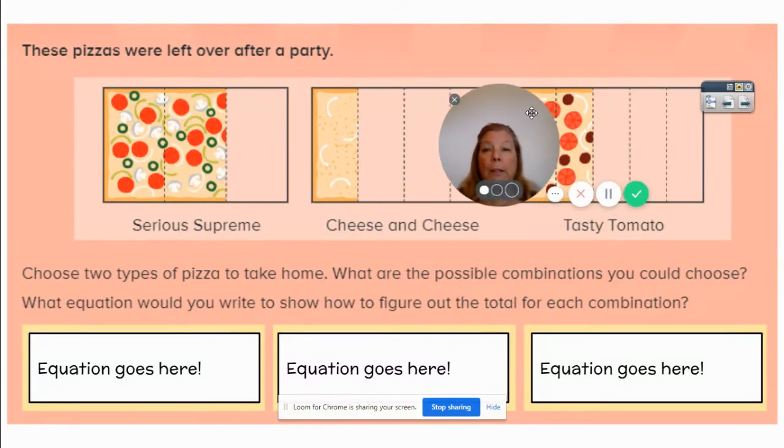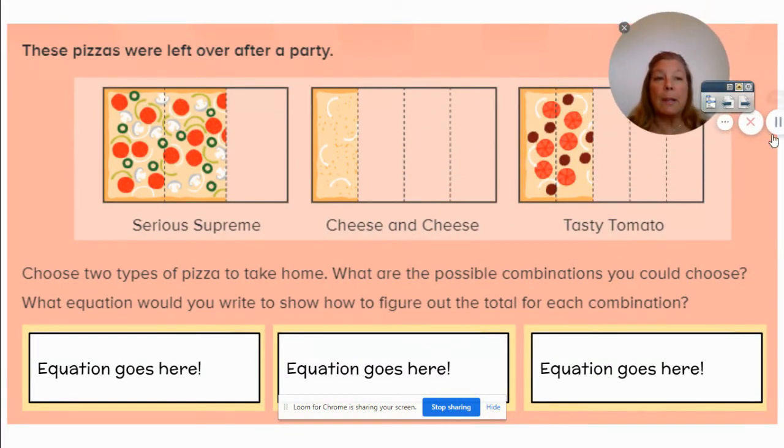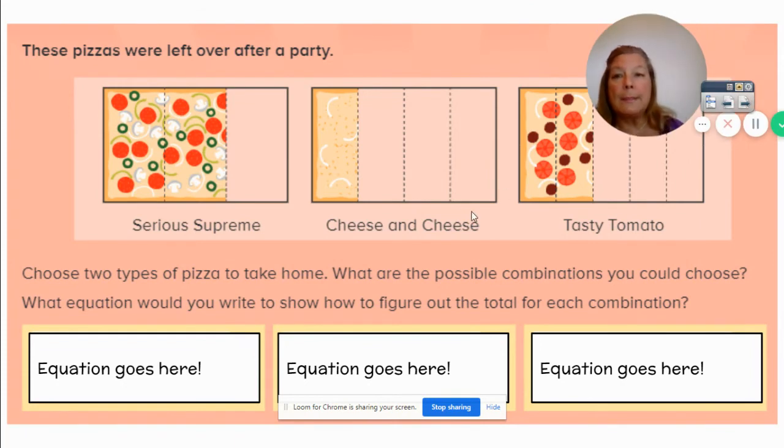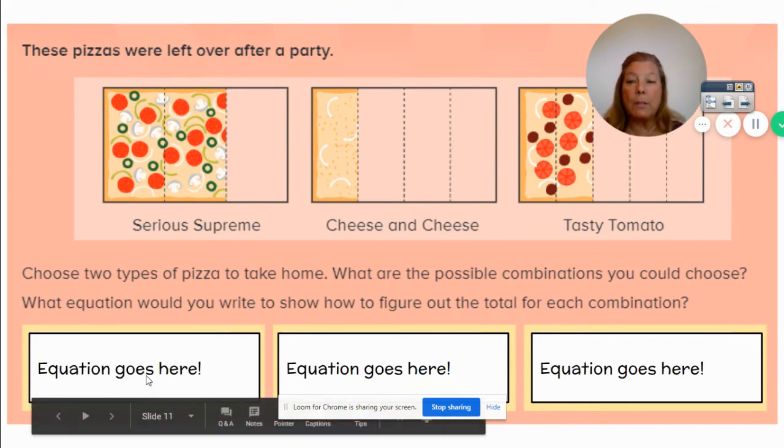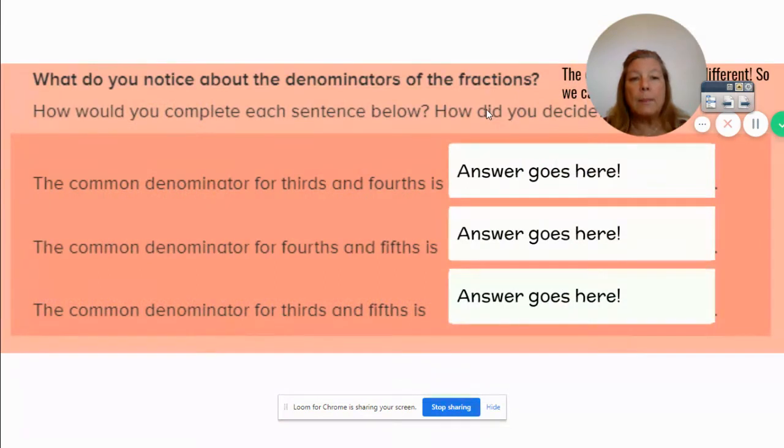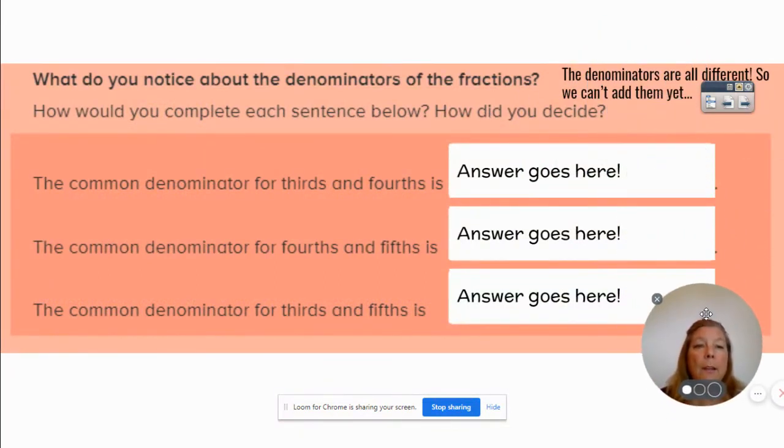Okay, we're going to look at the pieces that are left over at the party here. On this slide and the next slide, those are going to be your independent work that has to be finished before we do small group. So looking at our pizzas, yes, it looks familiar to one we've done previously. And you're going to write the equation in each of these boxes. So you'll type in what fraction you see for each of those. Okay, then you're going to continue to the next slide here.